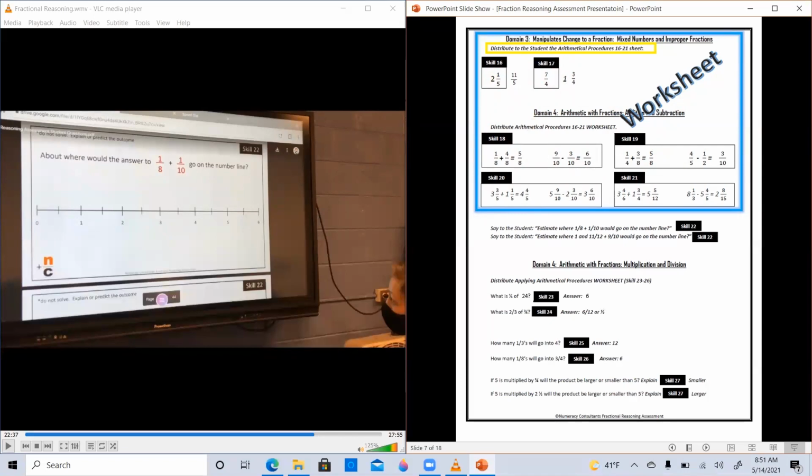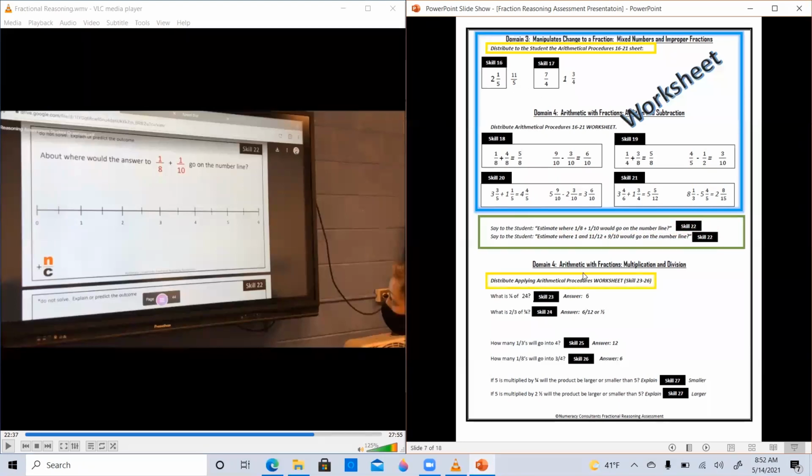Now you can give them this before you do the interviewer part of the assessment, or even after, or you can do it the day before. Because when you give the assessment, you give skill 1 through 15, and 16 through 21 is given through a worksheet, okay? Then the next part, skill 22, is still an interviewer question that has to do with adding numbers and estimating. So you're going to go from 15 to 22. You'll skip these because it's on the worksheet.